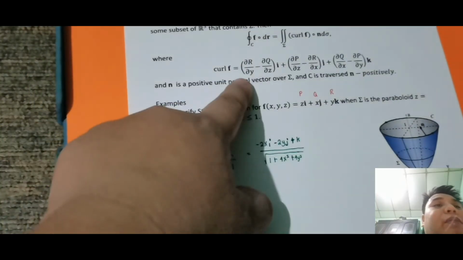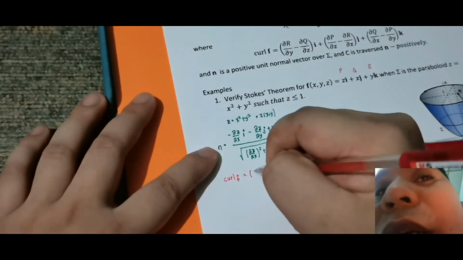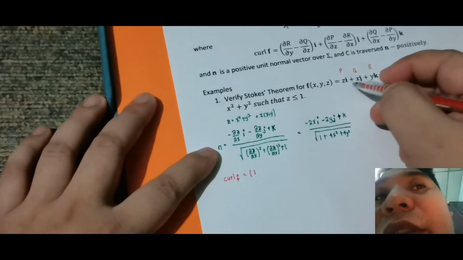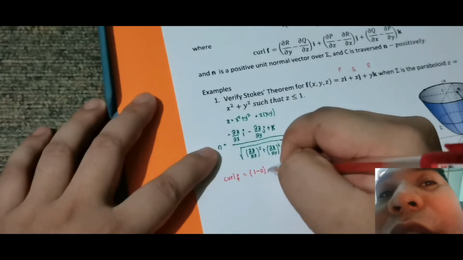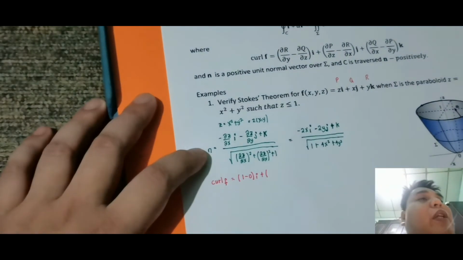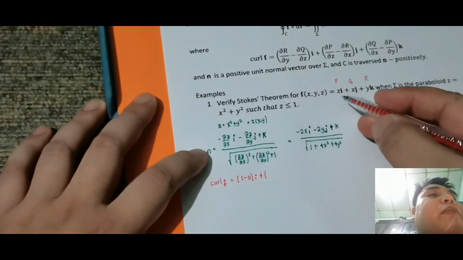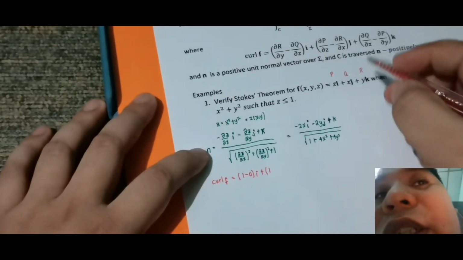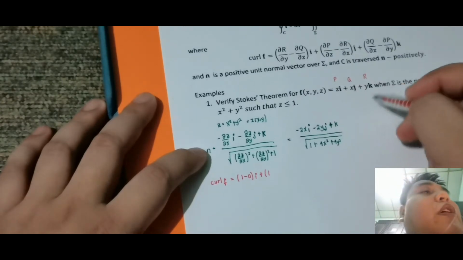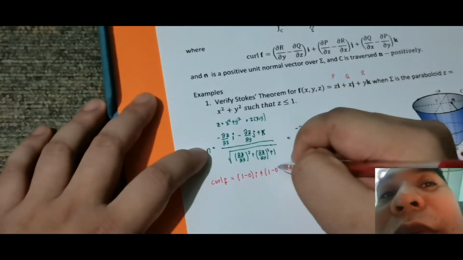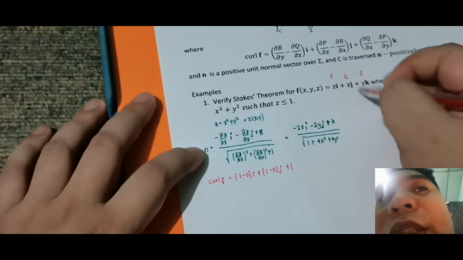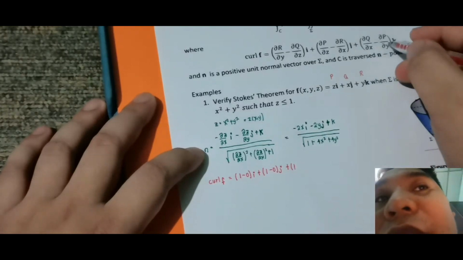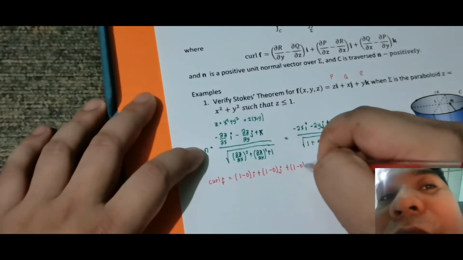The first is partial of R with respect to y. So again, partial of R with respect to y, that is 1. So first we get 1, minus partial of Q with respect to z. That is 0, since partial of x with respect to z is 0. So this is minus 0. Then I attach an i here. Then plus partial of P with respect to z, that is 1. Next, minus partial of R with respect to x. Our R is y, so that is simply 0. And this is j. Then plus partial of Q with respect to x, that is 1. Minus partial of P with respect to y, that is simply 0. And this is k.